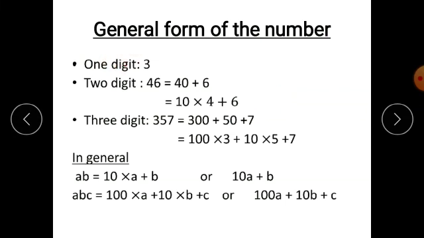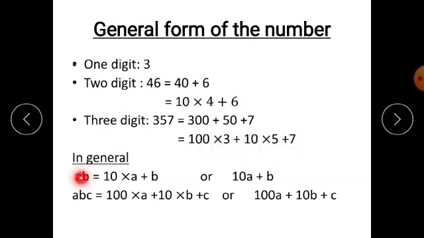If we are talking about one digit, for example the number 3, it is already in its general form. For two-digit numbers, say 46, it can be expressed as 40 plus 6, which is again written as 10 into 4 plus 6. So this is the general form of a two-digit number. For a three-digit number, say 357, it can be written as 300 plus 50 plus 7, which is again expressed as 100 into 3 plus 10 into 5 plus 7.